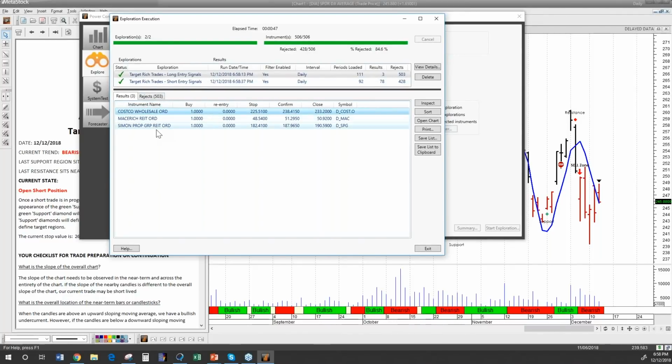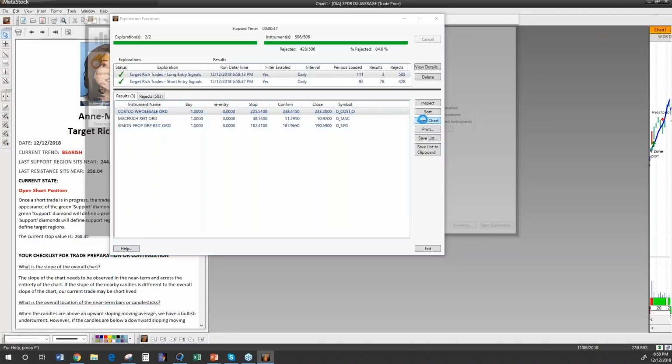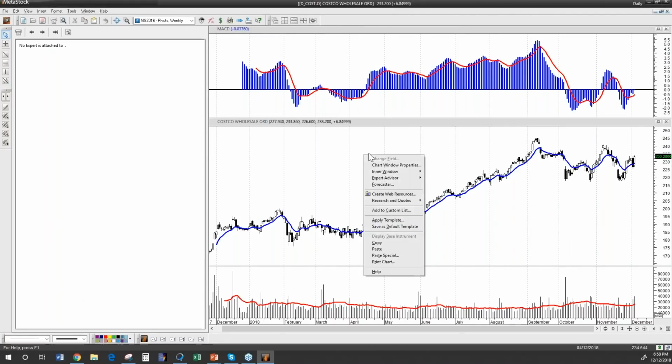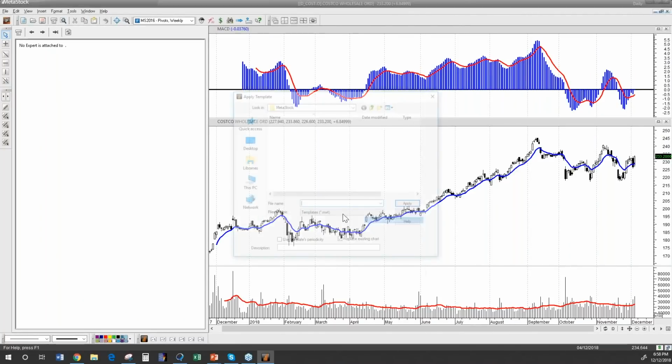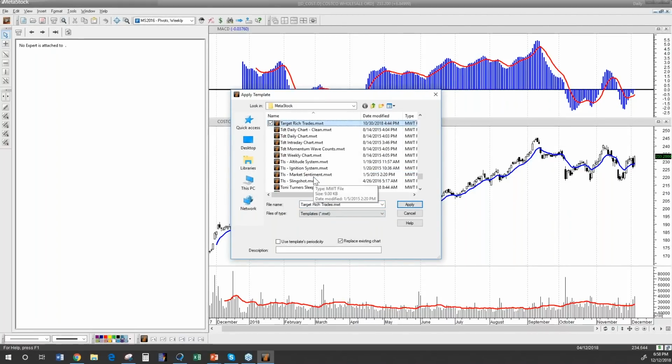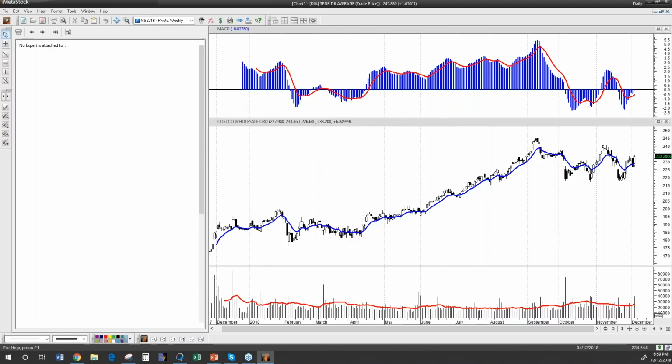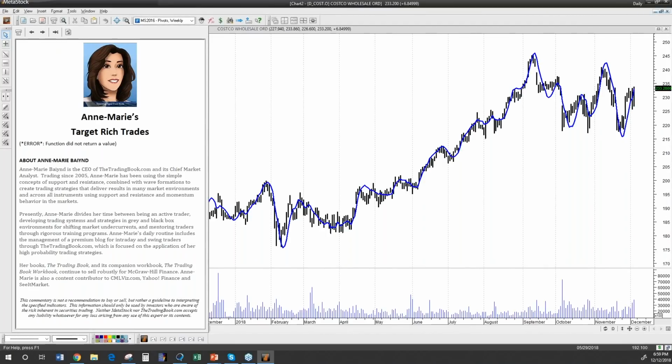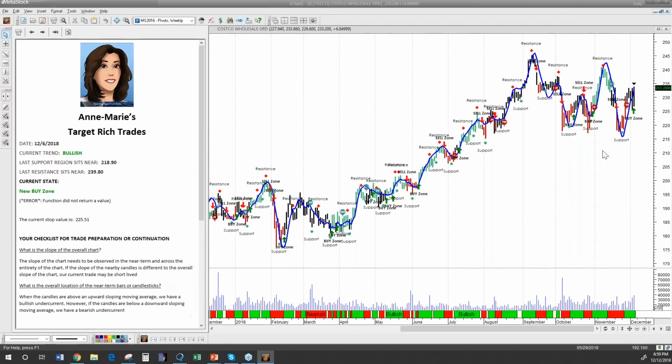So we can go ahead and open up Costco if we want to. I'll just click on open the chart right here. And I'd want to apply the template for Ann-Marie. So it's called Target Rich Trades. I can do that. And then I can go ahead and see that buy signal that appears on the chart. It's going to take a second to load. Here we get a buy zone, and here we have initially an error message, but if I hit refresh on it, it's actually going to load in.